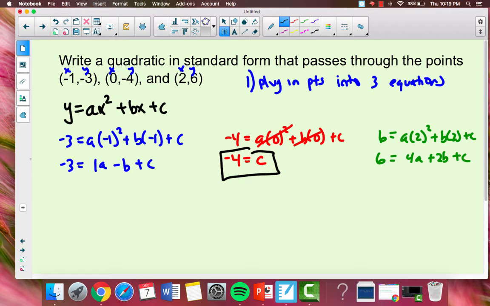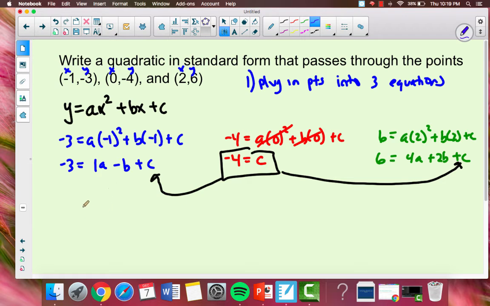I got c was equal to negative 4. So what I can do is then plug these in to both of these equations wherever I see a c. So I'm going to use some substitution here real quick. And if you didn't have that, you'd have to do some elimination to get it down to 2 variables and then 1. So I'm going to plug these in.